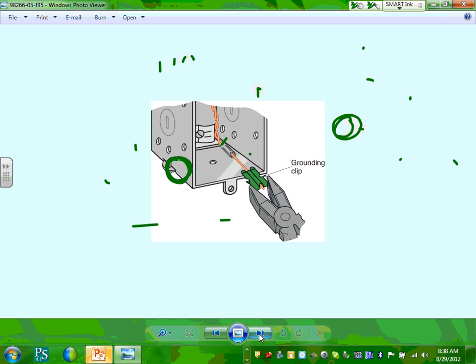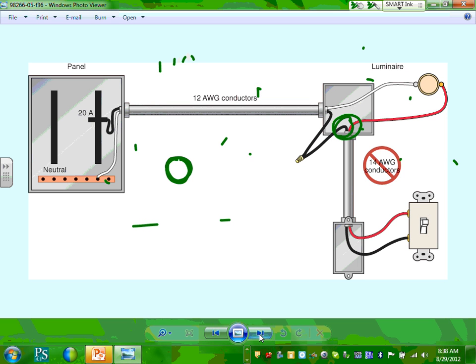The receptacles must be grounded as of 2009, 1999, I believe. This is when we start. Another way of wiring them.